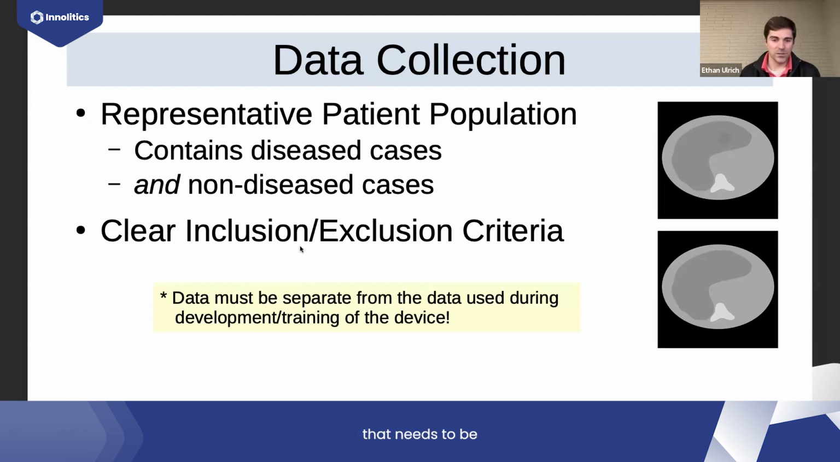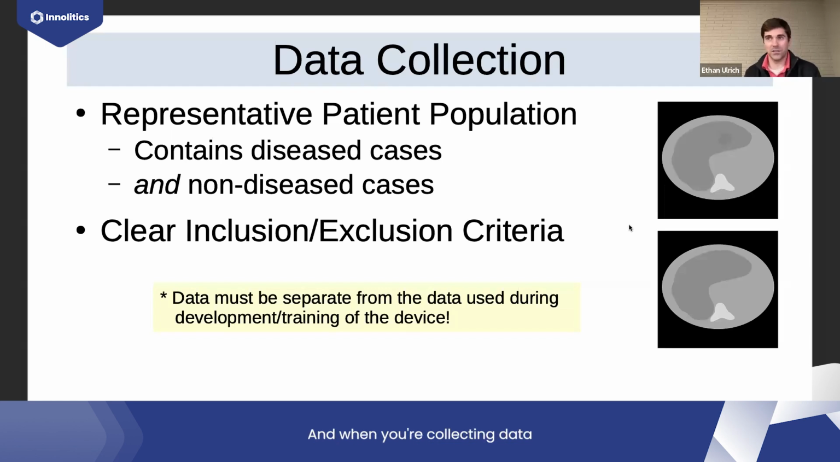It needs to be assessed on data that's included in the intended patient population for your device. Typically, especially with CADI devices, it would contain disease cases and non-disease cases. And we'll get into the reason for that. You want to know sensitivity and specificity, so you'll need both types of patients in your data set.